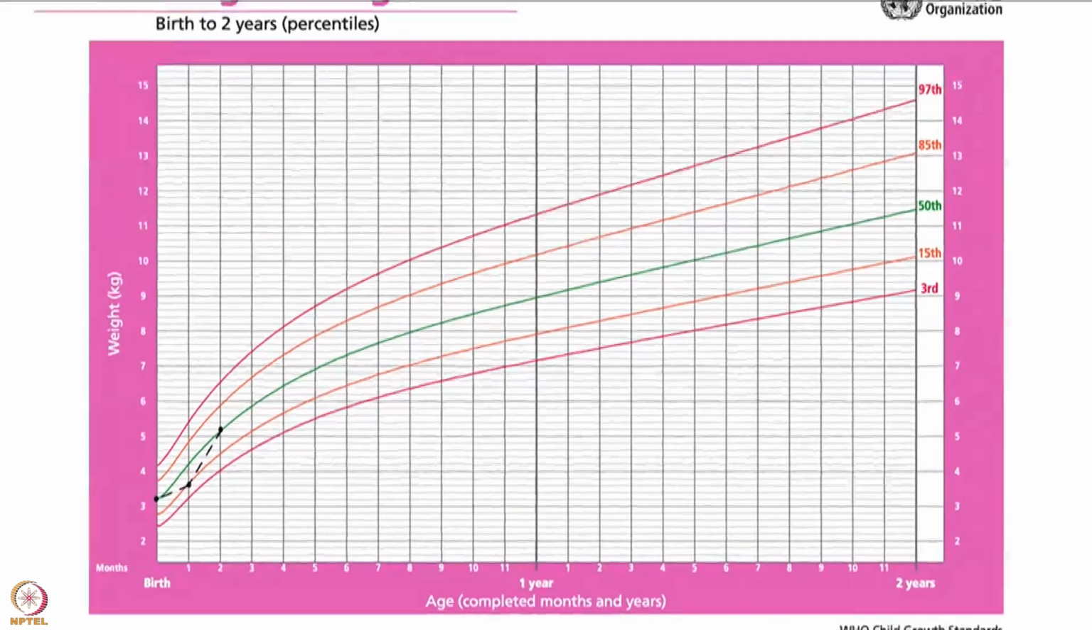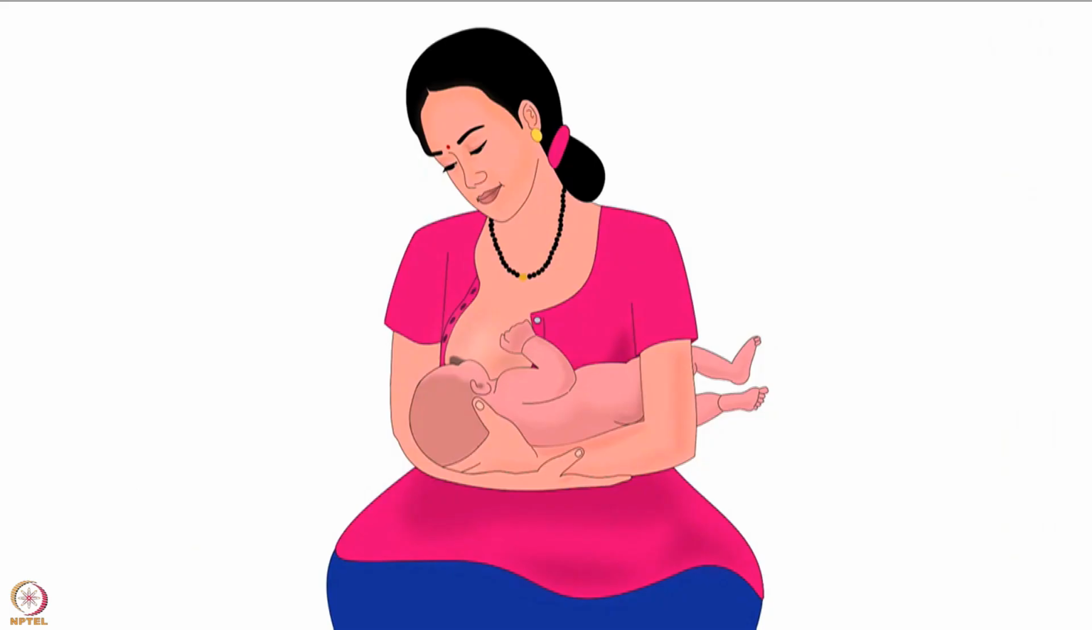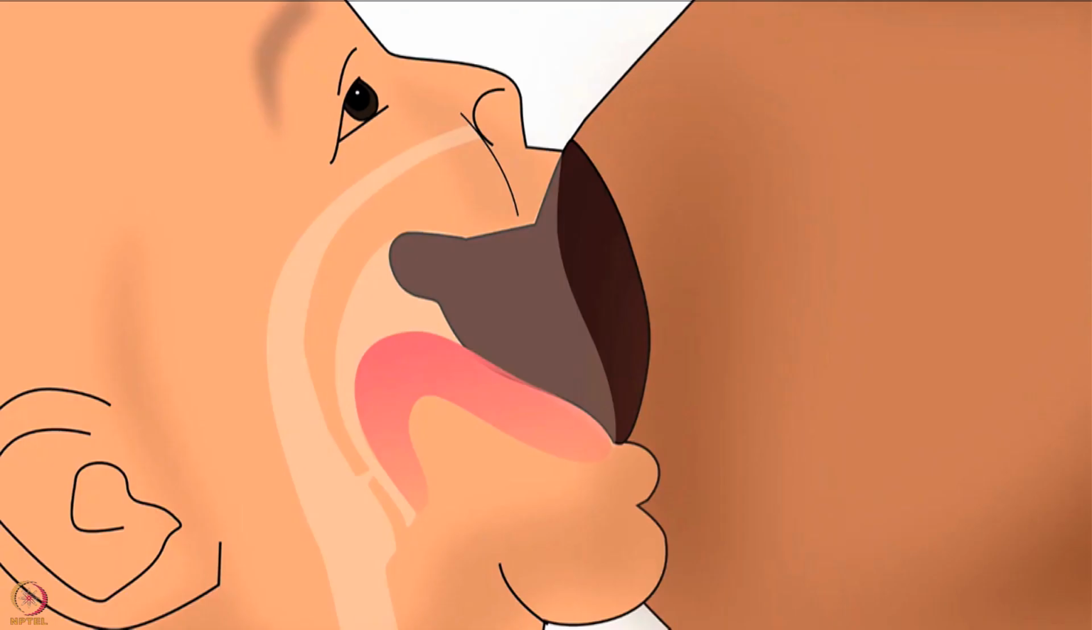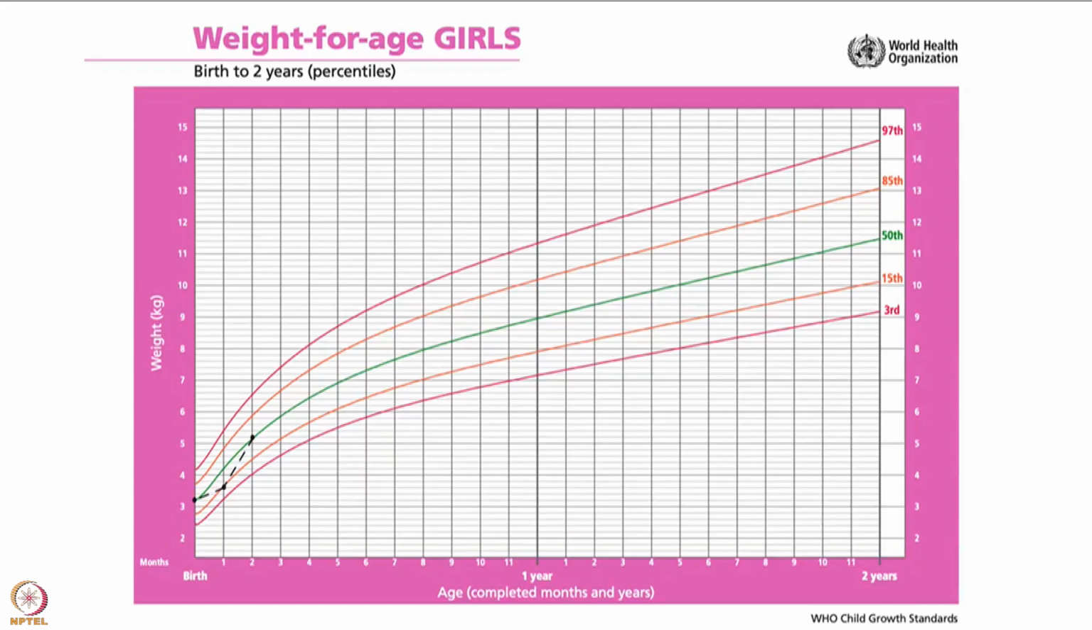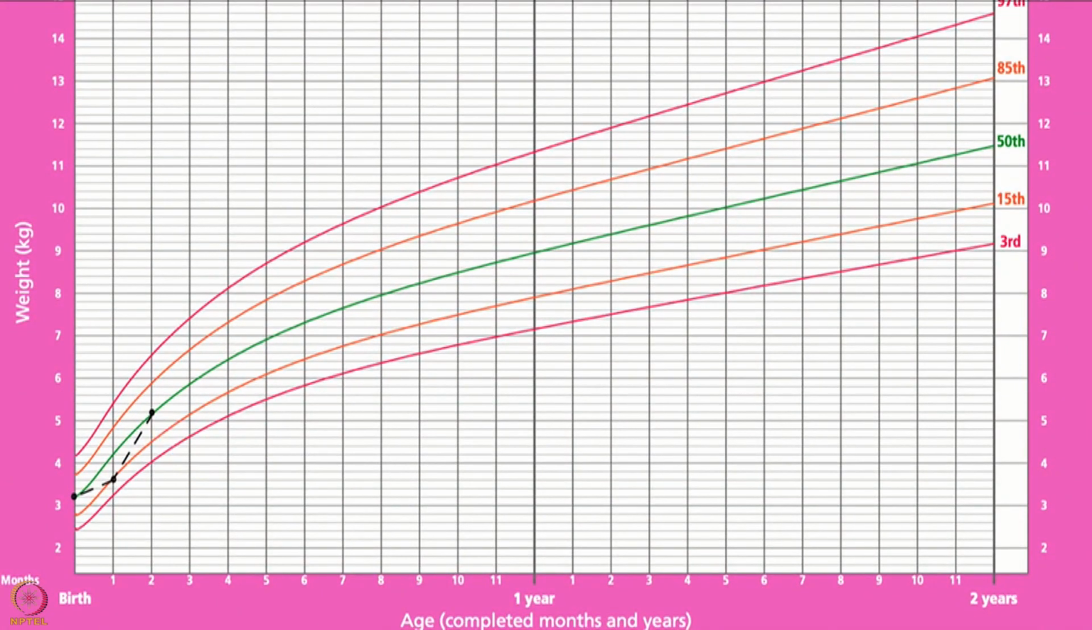This chart shows that Supriya's birth weight was on the 50th percentile line. Then, in first month, her weight dropped to the 15th percentile line. This happened because of ineffective breastfeeding. Her mother was taught the correct breastfeeding technique for deep latching. Within a month, Supriya's weight increased to the 50th percentile line.